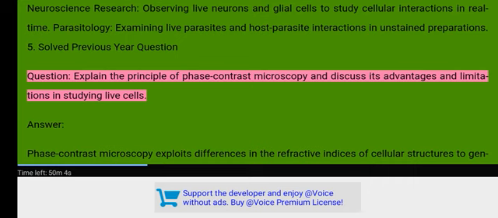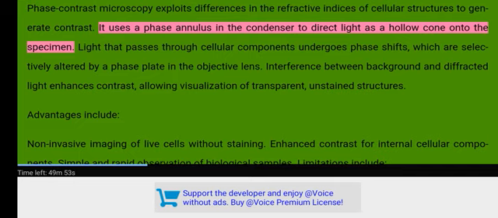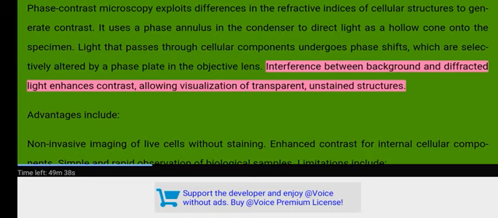Question. Explain the principle of phase contrast microscopy and discuss its advantages and limitations in studying live cells. Answer. Phase contrast microscopy exploits differences in the refractive indices of cellular structures to generate contrast. It uses a phase annulus in the condenser to direct light as a hollow cone onto the specimen. Light that passes through cellular components undergoes phase shifts, which are selectively altered by a phase plate in the objective lens. Interference between background and diffracted light enhances contrast, allowing visualization of transparent, unstained structures.